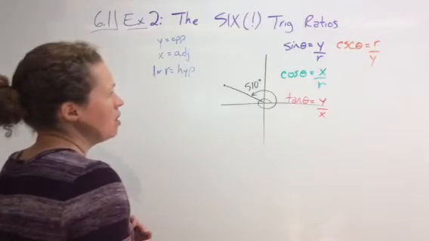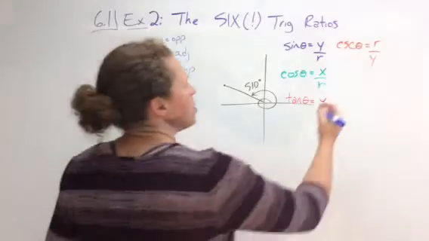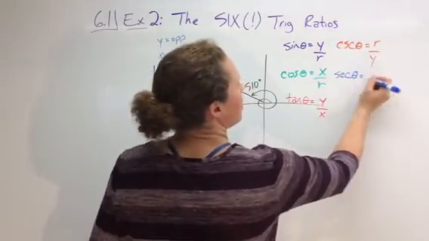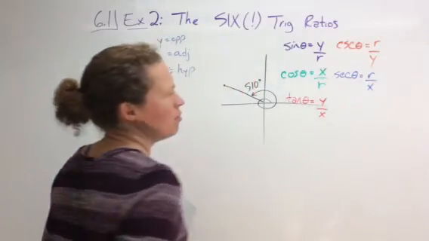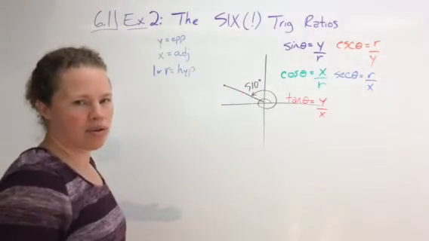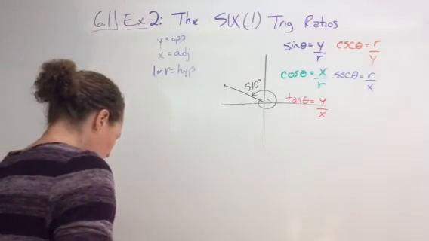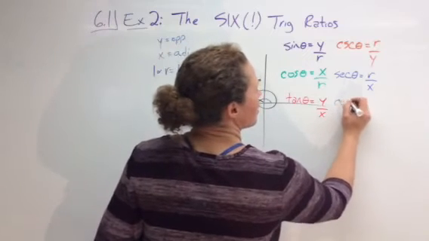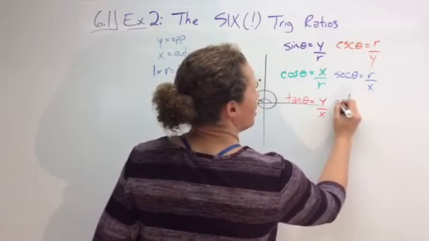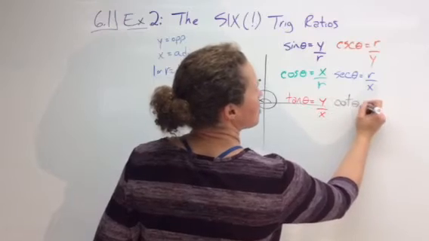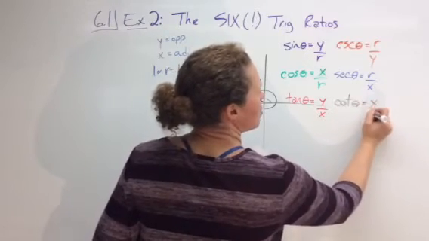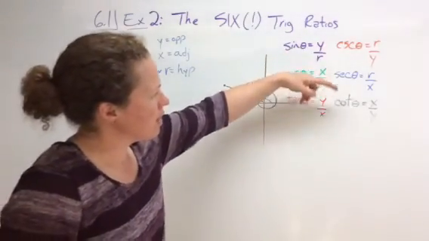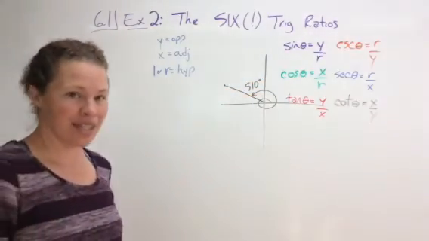And cos already has a co, so we're just going to call its reciprocal secant theta, and it's going to be r over x. Now remember that r is often 1, so it's just going to be 1 over x. Last one, cotan. Since tan doesn't have a co, now it does. Its buddy is cotan theta, sorry about the pen, which is x over y. So now we have 1, 2, 3, 4, 5, 6 trigonometric ratios.